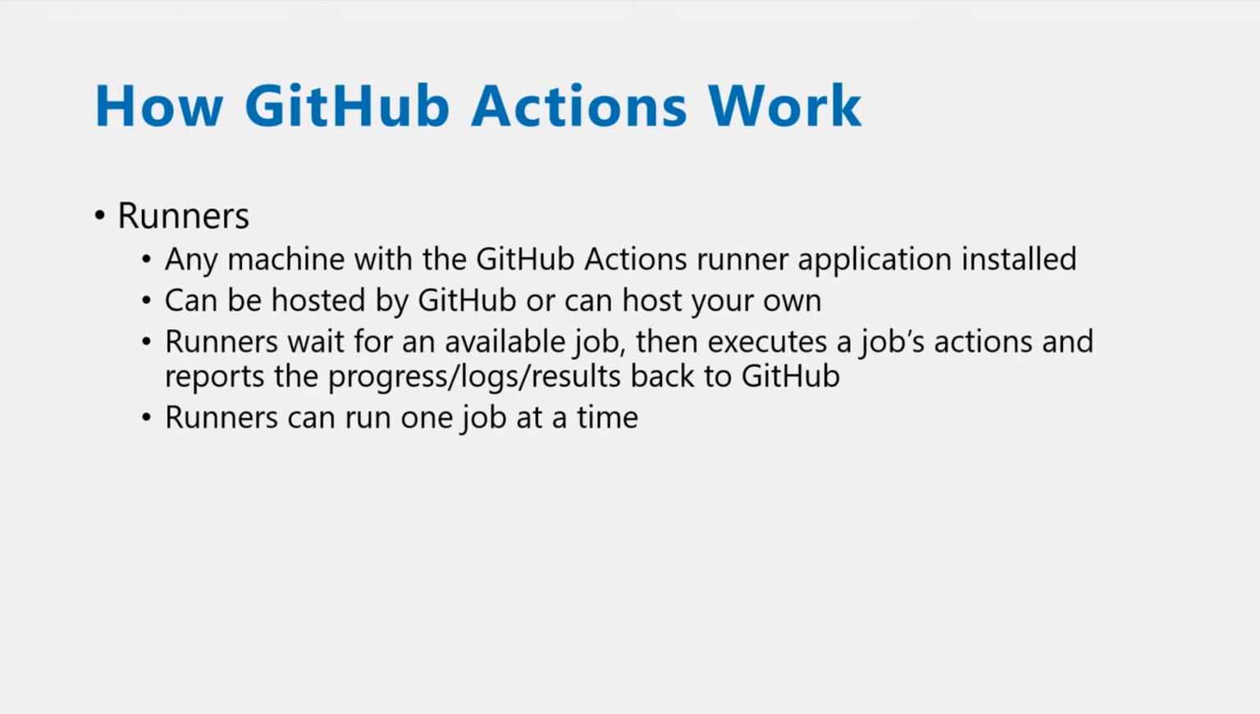And then when GitHub says, hey, go ahead and execute this job, it runs it and reports the progress, logs, and results all the way back to GitHub, so you can have everything in a nice dashboard. The only thing is that runners can only run one job at a time. So if you want to run multiple actions or multiple jobs in parallel, you have to have multiple runners. You can have a mixture of both hosted on GitHub, or you can have your own GitHub Actions runners hosted in your own environment. If you have a Kubernetes cluster or whatever you want, you can have that in your own data center.